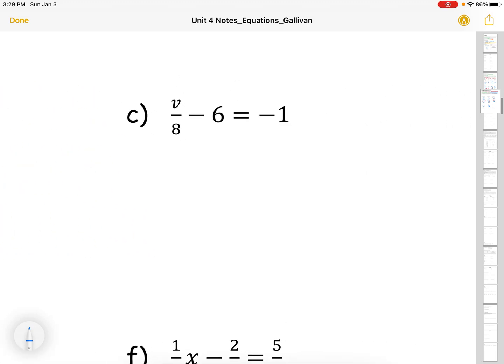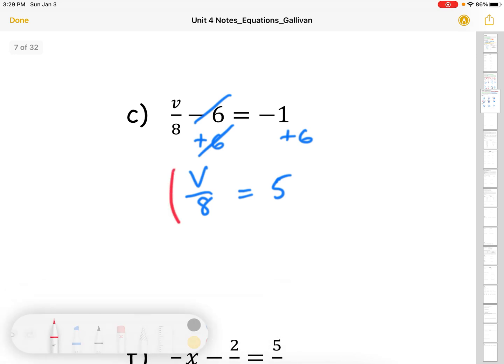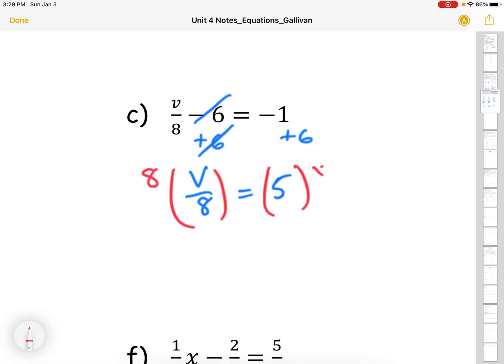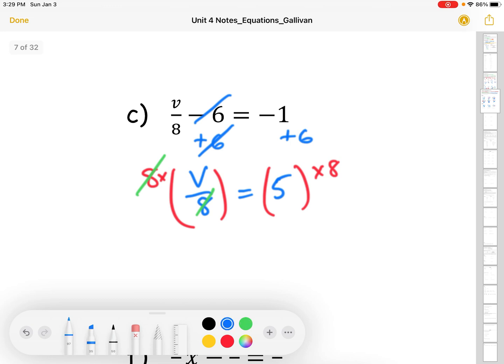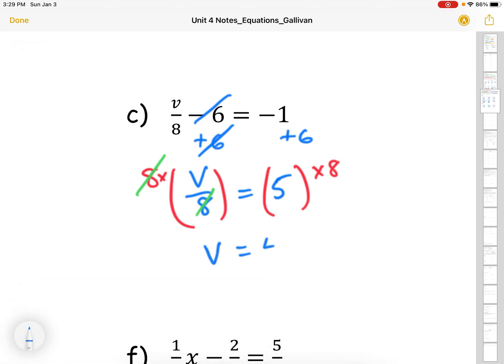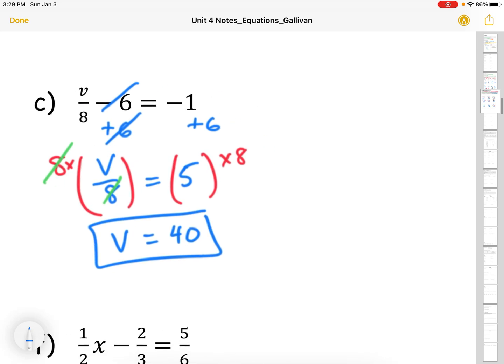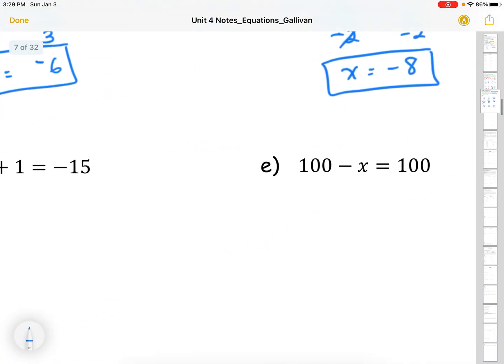Here, we're going to add 6 to both sides because adding 6 is the opposite of subtracting 6. So negative 6 plus 6 equals 0. So v over 8 is equal to negative 1 plus 6, which is 5. Then I'm going to times both sides by 8. On this side, the 8 divides out. And I'm left with v is equal to 5 times 8, which is 40. Okay. Well, that's it for that one.